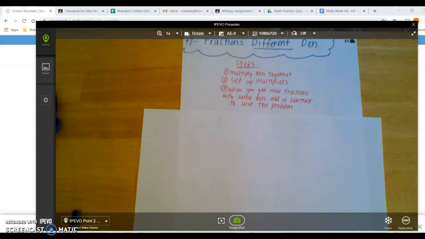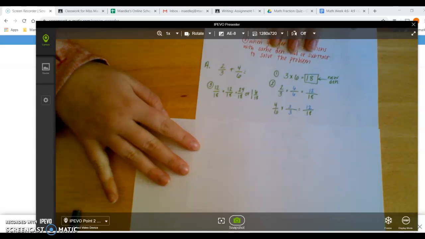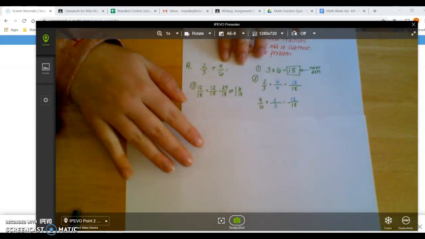You're going to set up your multipliers. And when you get new fractions with the same denominators, you're going to add or subtract to solve the problem. So there's just a couple more steps in there. So we are going to look at some problems here. So our first problem that we have here, put that straight for you.